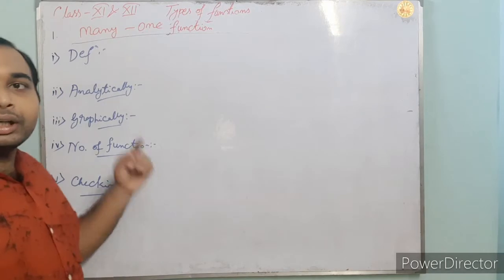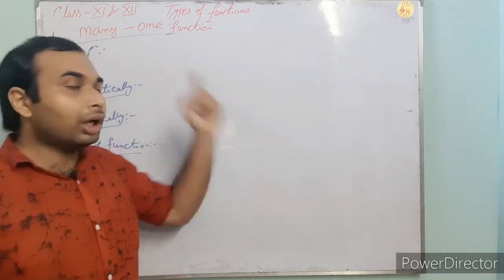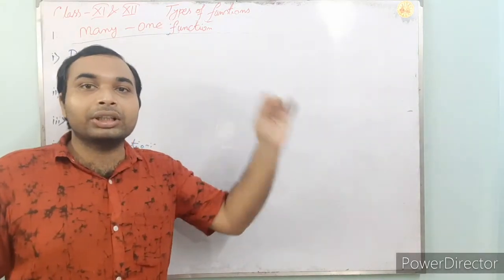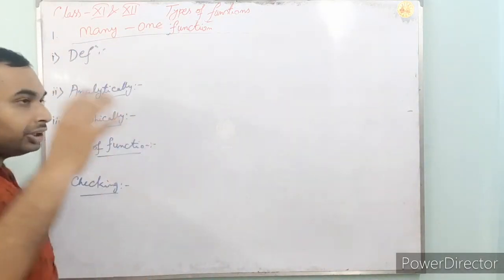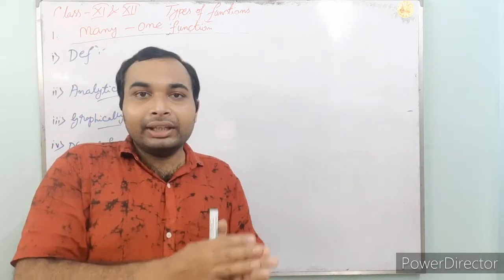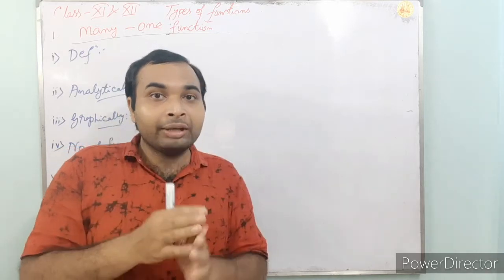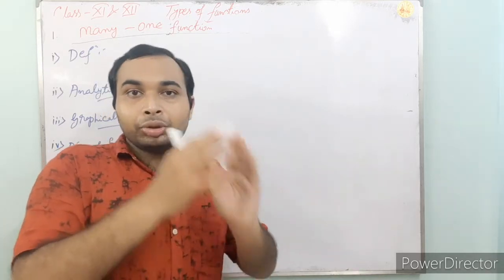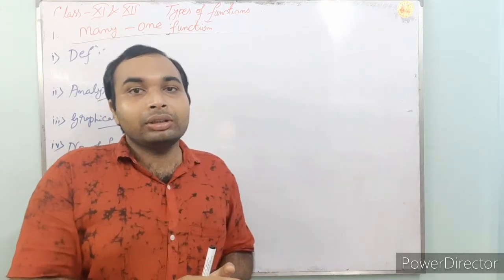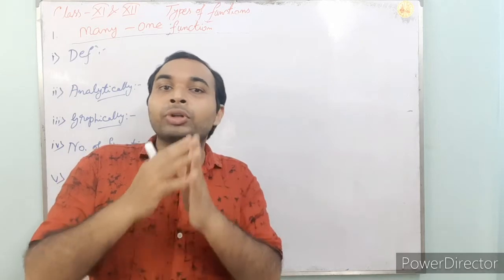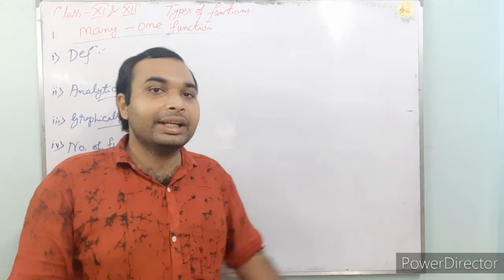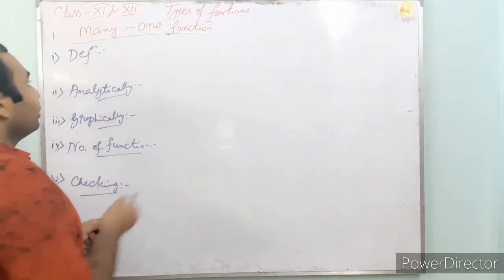Now students, the next function is the many to one function. Actually, from the name only you can say what the many to one function is. Two or more elements of the set A will have one image. Not two, actually more than one element of the set A will have one image at the set B. Let us see what is happening.